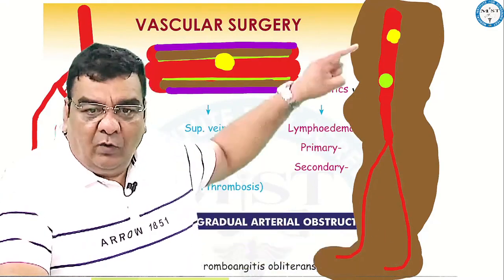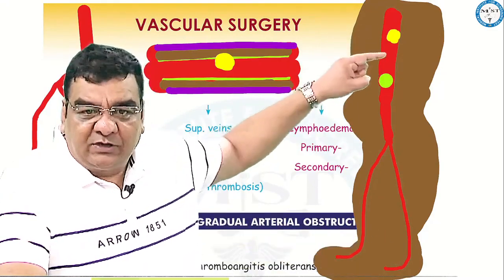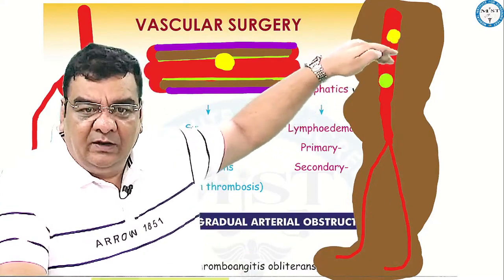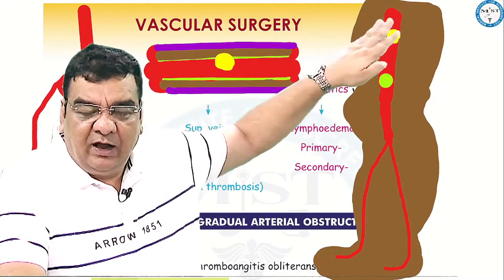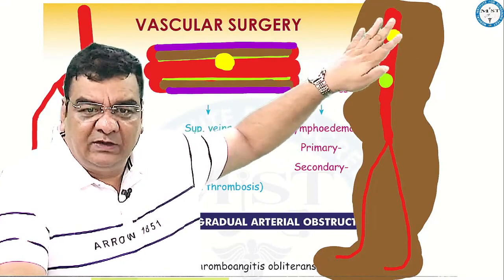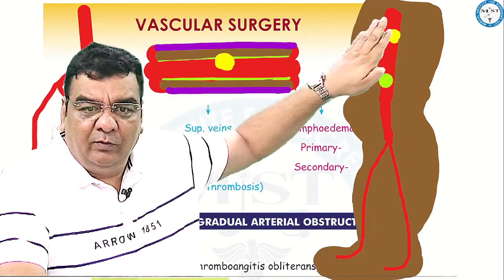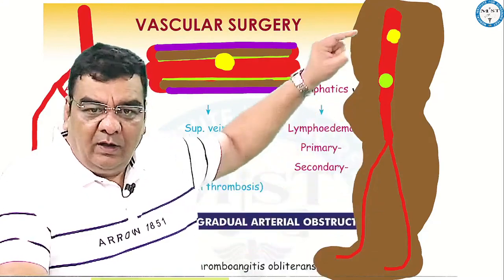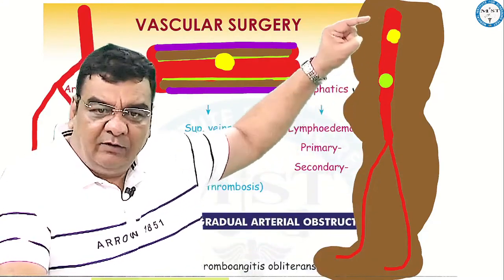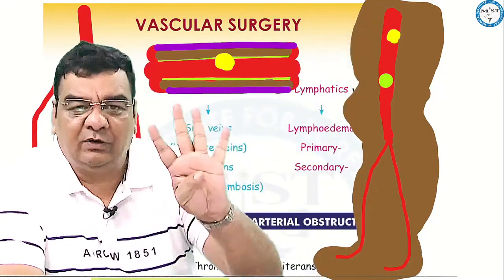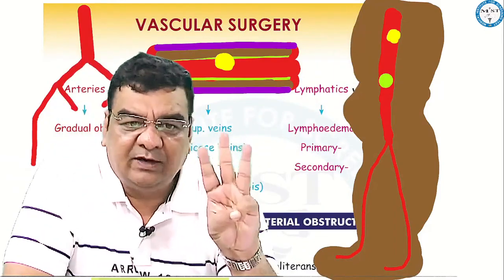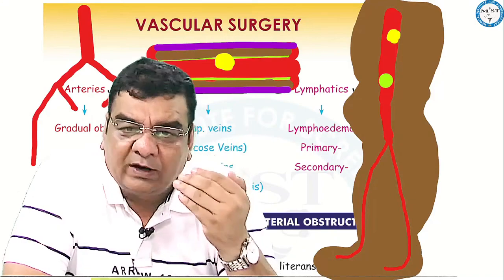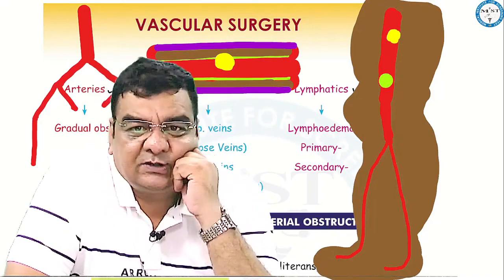Right? What will happen above the obstruction? Now, above the obstruction, in this particular area, there will be turbulence. And here, if you try to feel for the pulse, it will be high volume. So, below the obstruction, low volume. Above the obstruction, high volume. Just by your three fingers, index, middle and ring finger, you are able to know what can be the site of obstruction in this patient, right?